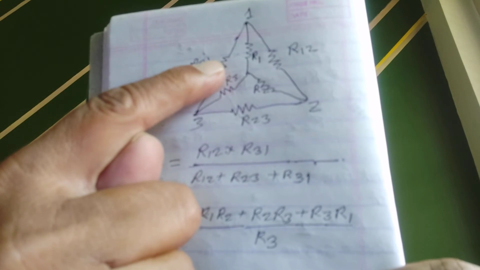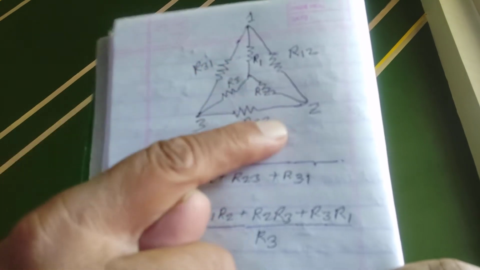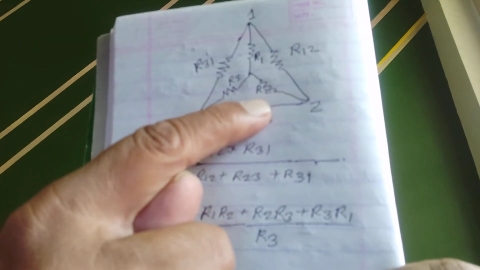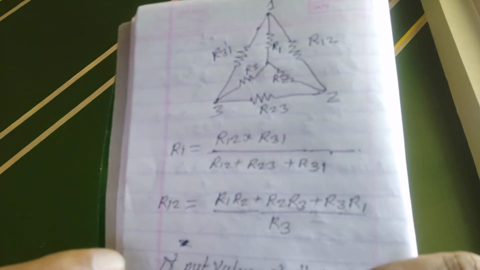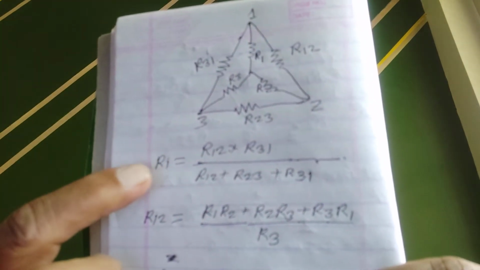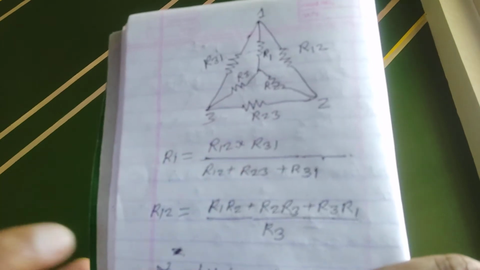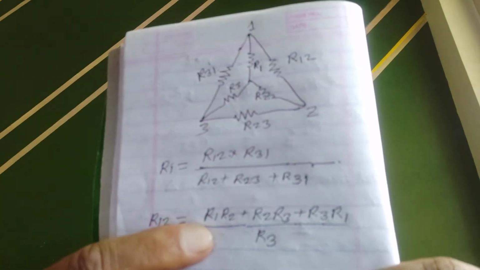Opposite branch, which one is this? This one, star. So it is divided by R3. So this is the conversion of star to delta, and this is the conversion of delta to star.